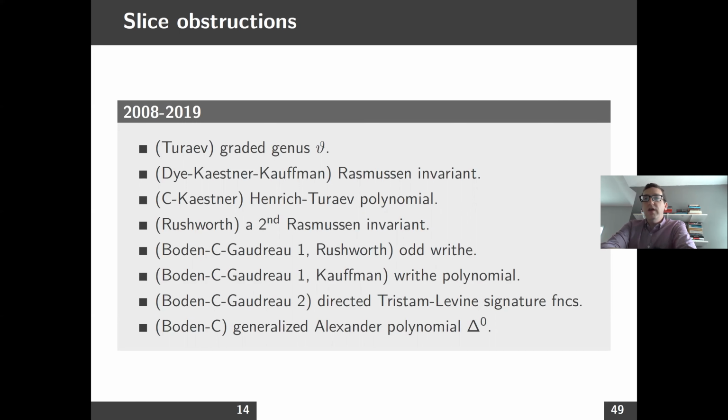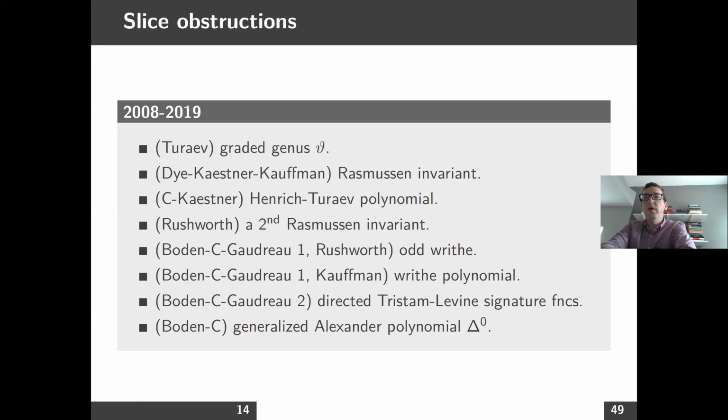Then it turned out that a lot of invariants that were already defined were actually invariants under concordance as well. Examples would be the Henrich-Turaev polynomial and the odd writhe polynomial. These were shown to be concordance invariants later. Rushworth introduced a second kind of Rasmussen invariant and proved that it was an invariant of concordance, and he used it to give some obstructions for sliceness and to calculate sliceness in a number of cases.